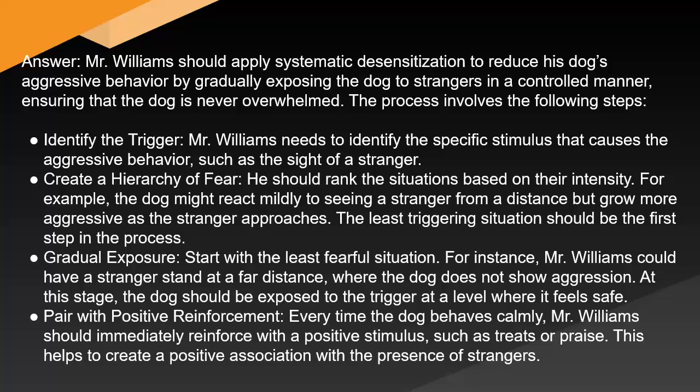Gradual exposure. Start with the least fearful situation. For instance, Mr. Williams could have a stranger stand at a far distance where the dog does not show aggression. At this stage, the dog should be exposed to the trigger at a level where it feels safe. Pair with positive reinforcement. Every time the dog behaves calmly, Mr. Williams should immediately reinforce with a positive stimulus, such as treats or praise. This helps to create a positive association with the presence of strangers.